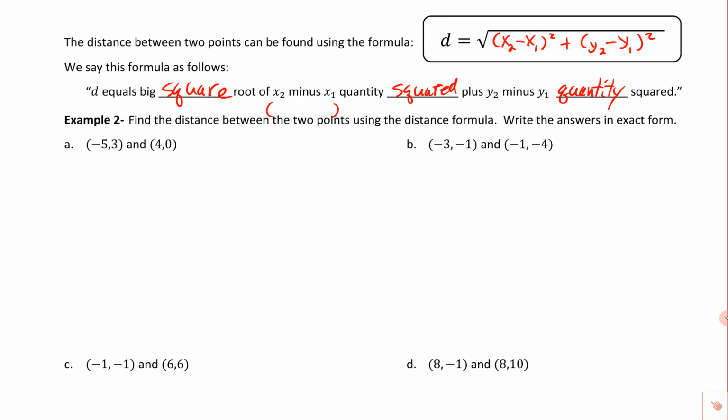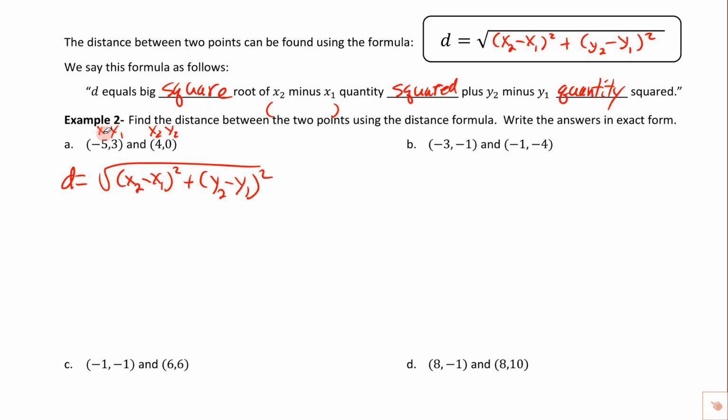We literally just plug the points in, the coordinates of x and coordinates of y for each one of the points, plug it in, be careful as we go through and simplify, and we're all set to go. So again, I'm going to write this down. We're going to say d equals big square root x2 minus x1 quantity squared plus y2 minus y1 quantity squared, and then we just simplify. So this is going to be x1 y1, this is going to be x2 y2, and then we'll take these points and we'll plug them in.